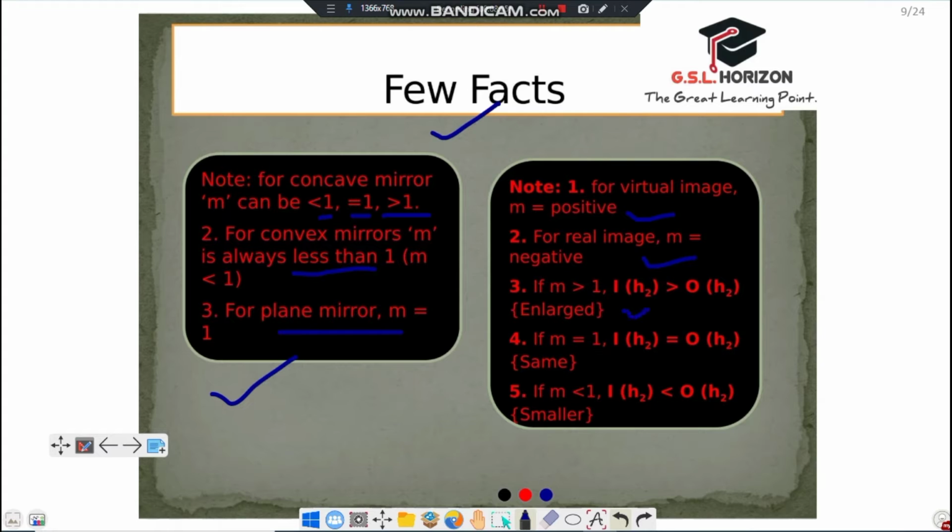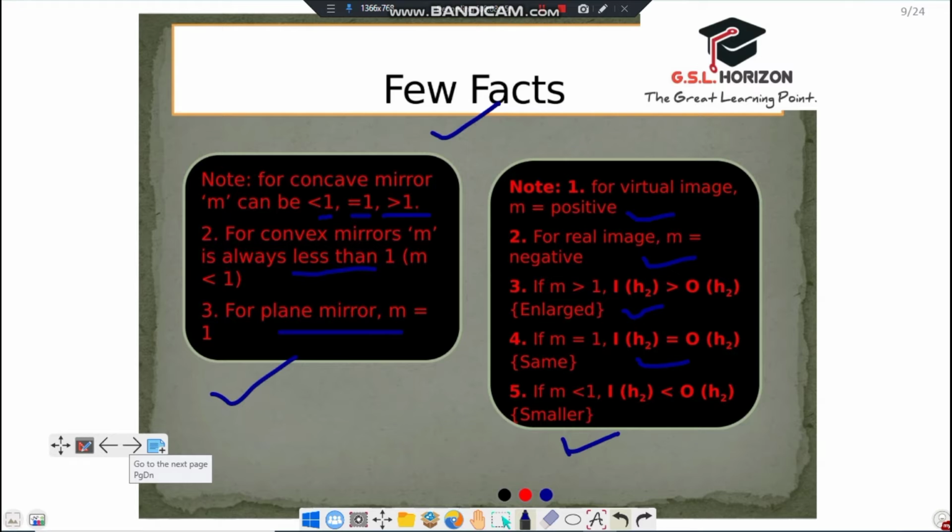M greater than 1 means the height of the image is greater than the height of the object. Okay friends, in this case, the image formed is enlarged. If m is equal to 1, then the height of the image and the height of the object are the same. If m is less than 1, the height of the image is less than the height of the object, so we can say that the image formed is smaller in size.